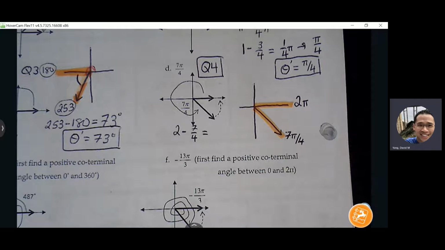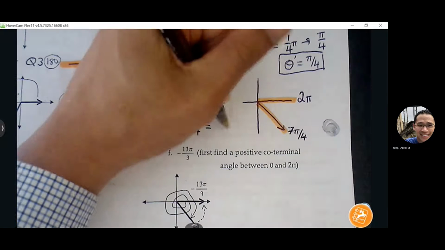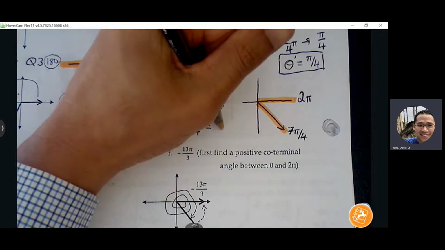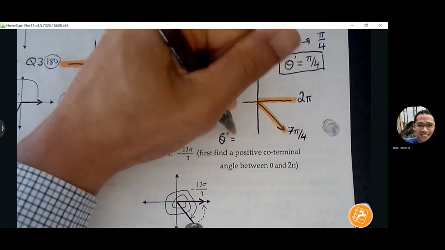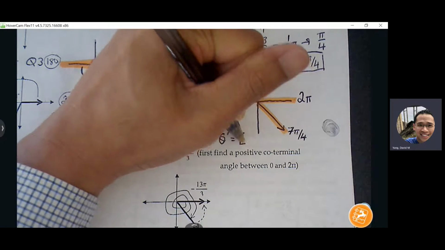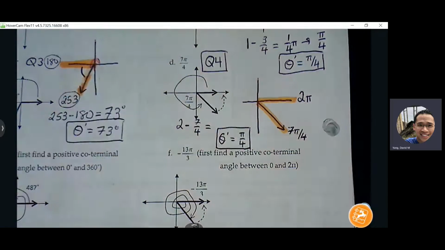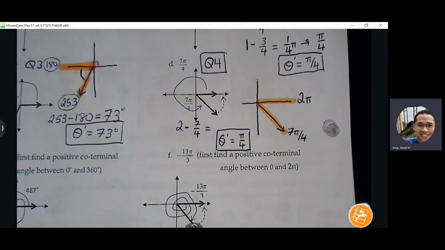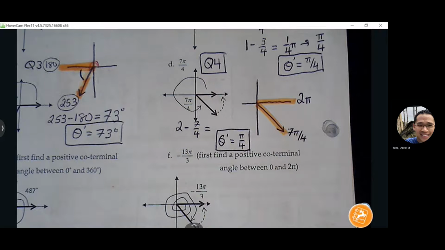So 2 minus 7/4, you can do this without your calculator. You can do a common denominator. 8/4 minus 7/4 gives you 1/4. So my theta prime is pi/4. Your reference angle is always positive, always less than 1/2 pi or less than 90 degrees. So that's the strategy involving reference angle. I have a list of steps here, and I want to have you guys copy this down.